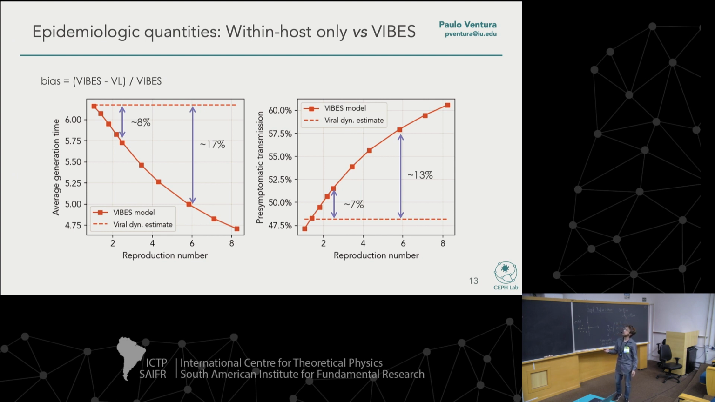So here, for 2.5 in the reproduction number, you get an 8% bias. But as you increase the infectiousness, the generation time decreases, so your bias is bigger. It can be up to 17% for a basic reproduction number compatible with the Omicron variant, for example. And same thing here for the presymptomatic transmission rate. You can have significant biases. It increases as your reproduction number goes up, okay?